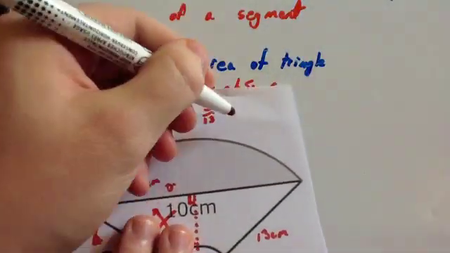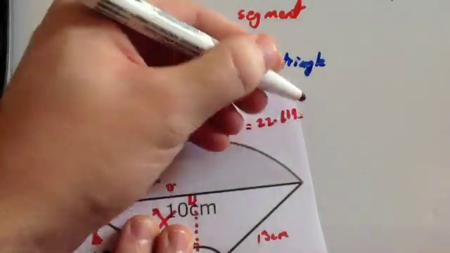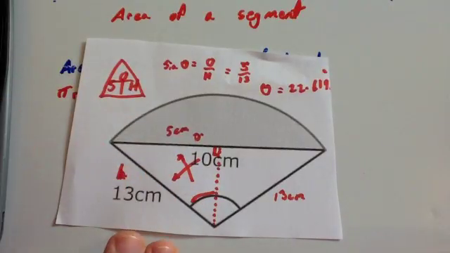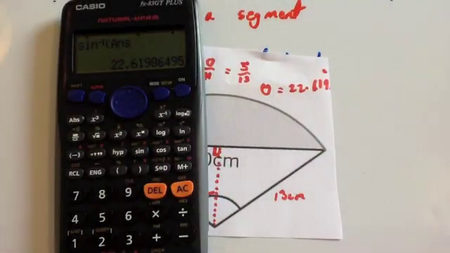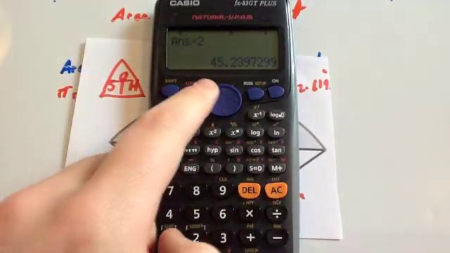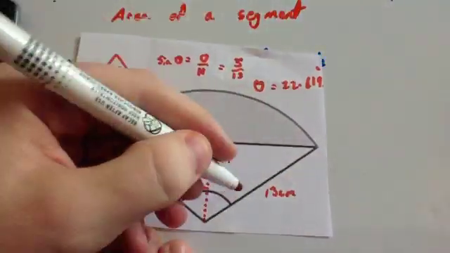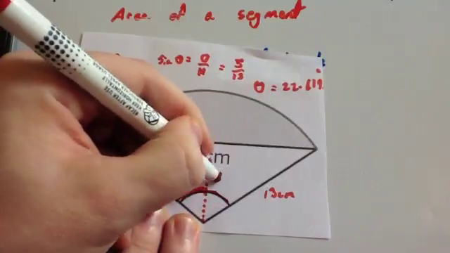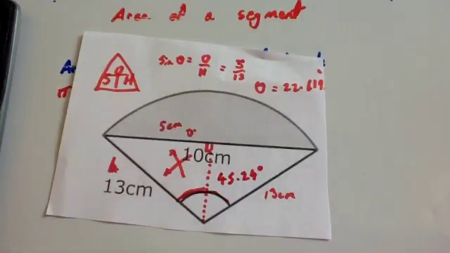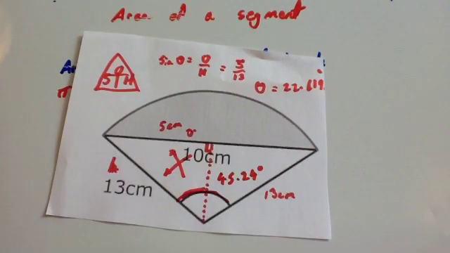So beta equals 22.619 and so on degrees. But obviously that's only half of the angle. We need to times that by 2. So we're going to times this by 2, which equals 45.24 degrees. So this angle here is equal to 45.24 degrees. That's what we're going to use within the question now. Now that we know the angle, we can do it just like the ones before.